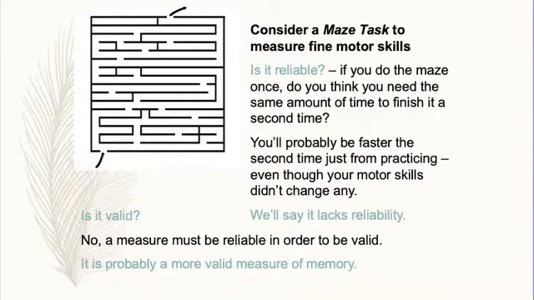Consider a maze task to measure fine motor skills. Is it reliable? If you do the maze once, do you think you need the same amount of time to finish it a second time? You'll probably be faster the second time just from practicing, even though your motor skills didn't change any. Is it valid? No, a measure must be reliable in order to be valid, so it lacks reliability. But it is probably a more valid measure of memory because they are able to remember how they got through the maze the second time.